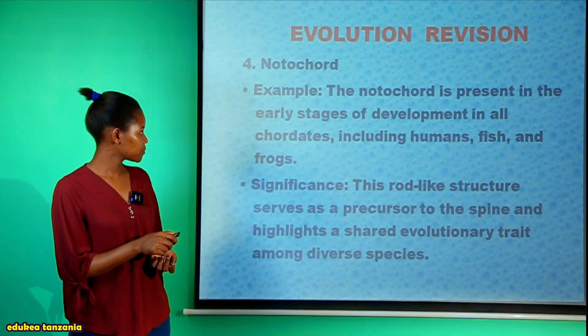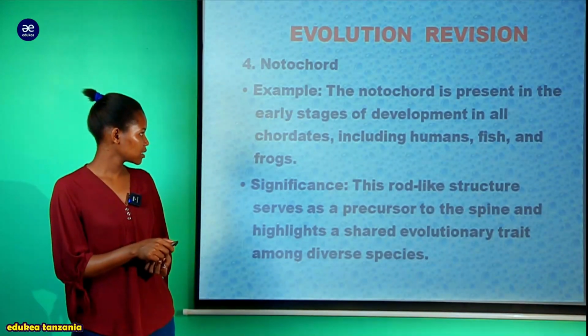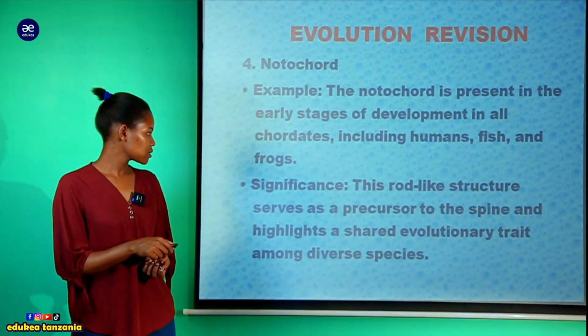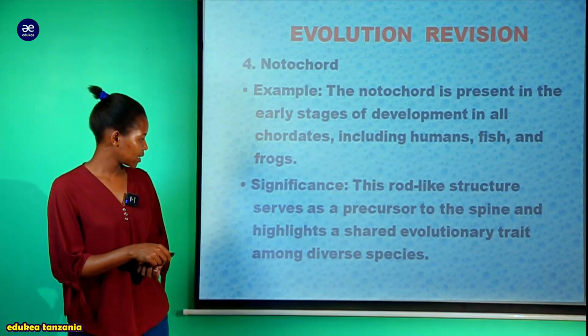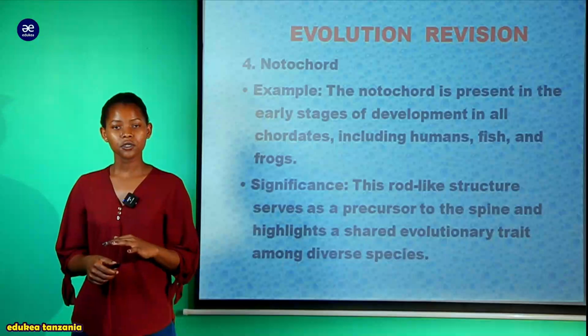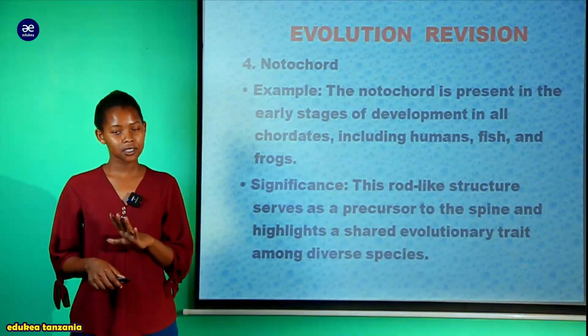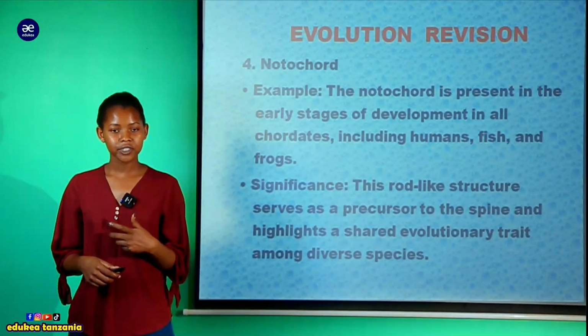Example, the notochord is present in the early stages of development in all chordates, including humans, fish, and frogs. So, these rod-like structures serve as precursors to the spine and highlight a shared evolutionary trait among diverse species. Kwa hiyo notochord itatuonyesha kwamba chordates wote wana share the same ancestor na evolutionary lineage.